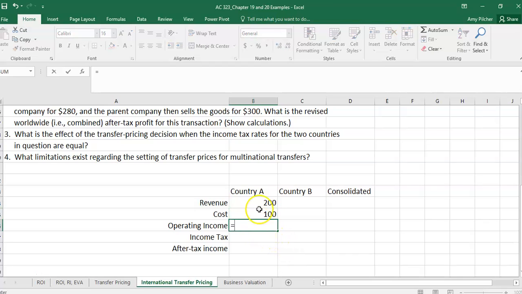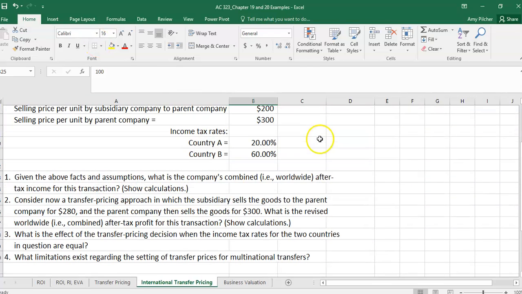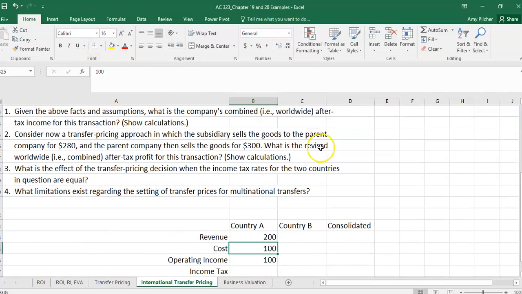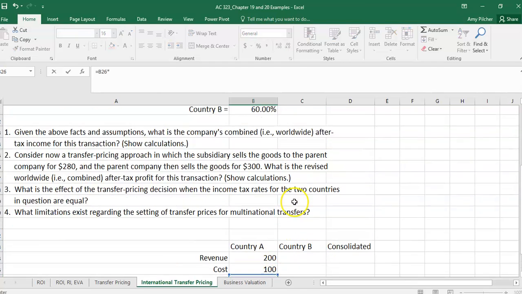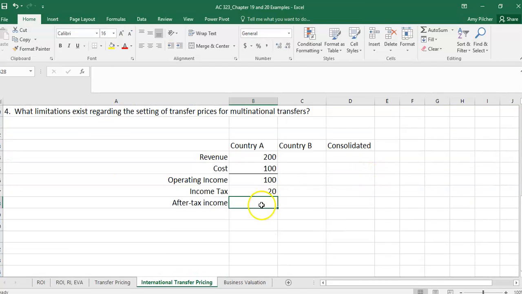So our income on that product is $100. In country A, we have a tax of 20%. So we take the 100 times our tax of 20%, and our after-tax income is $80 per unit.